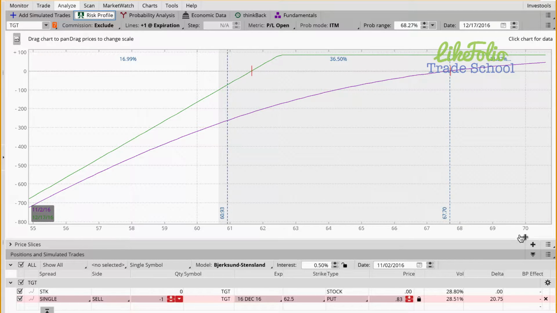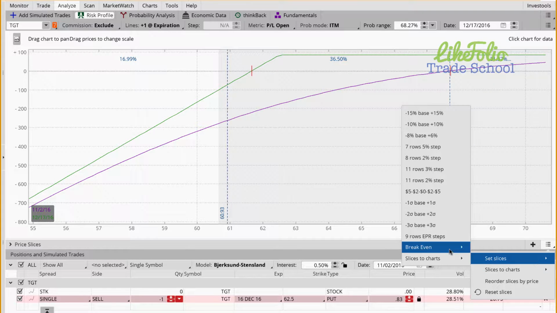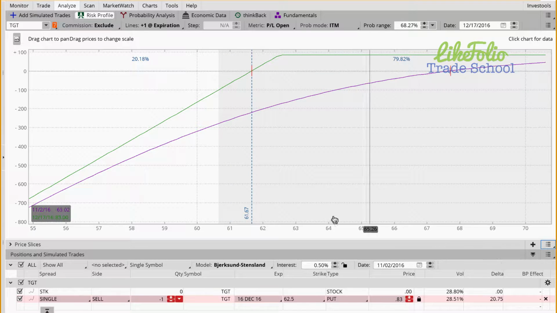First thing I like to do is go down here to the Show Actions menu, left-click, Set Slices, Break Even, and choose the settlement date of the options I'm looking at. In this case, the settlement date's 12/17/16. That moves our slice, this vertical dotted line here, right onto the break even. So here's our break even, that red slice right there.